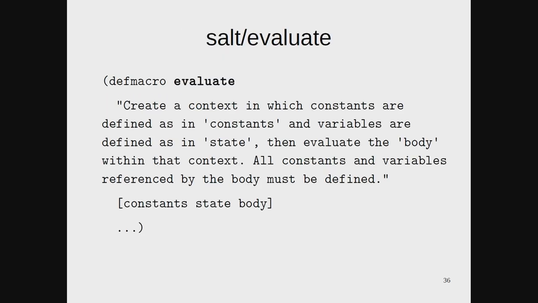And now I was talking about these things you can do with it. We've got a function called evaluate. So you can call salt evaluate on it. And salt evaluate takes three parameters. It takes a map of all the constants that you want to bind values for. It takes a map of all the variables, all the state that you want to bind values for, and then a body of something you want to evaluate in that context.